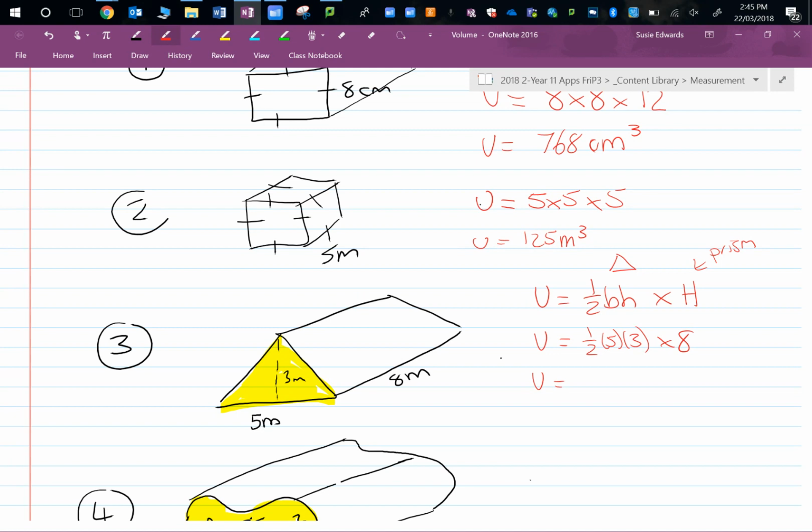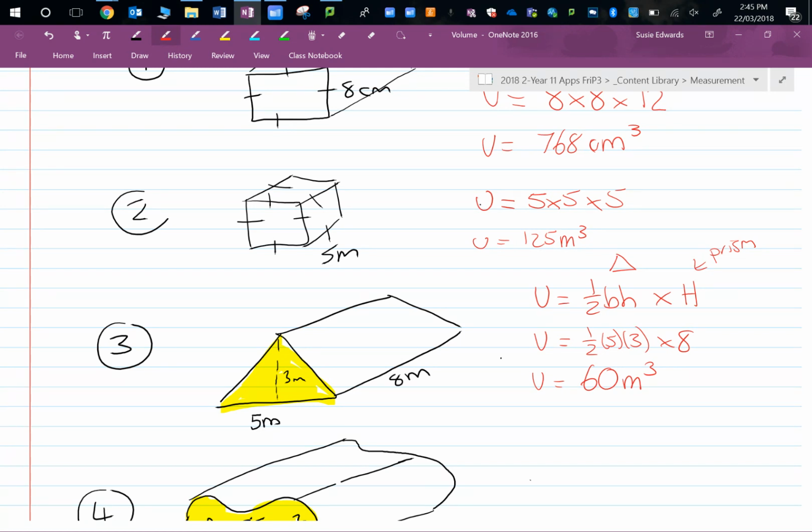Is it 60? Yeah. 60 cubic meters. I find the easiest way is to go 5 times 3 is 15, times 4 is 60, because I halved the 8 instead of halving the other numbers, because they're all multiplying.